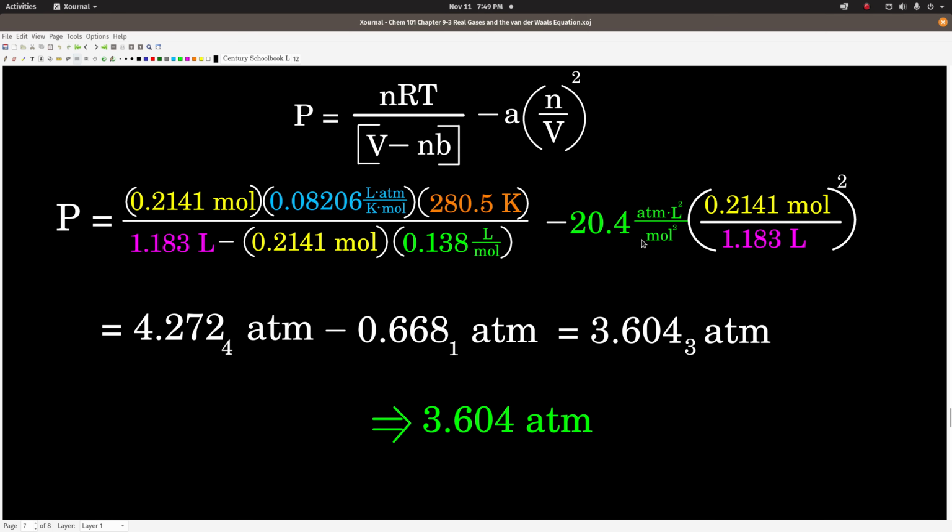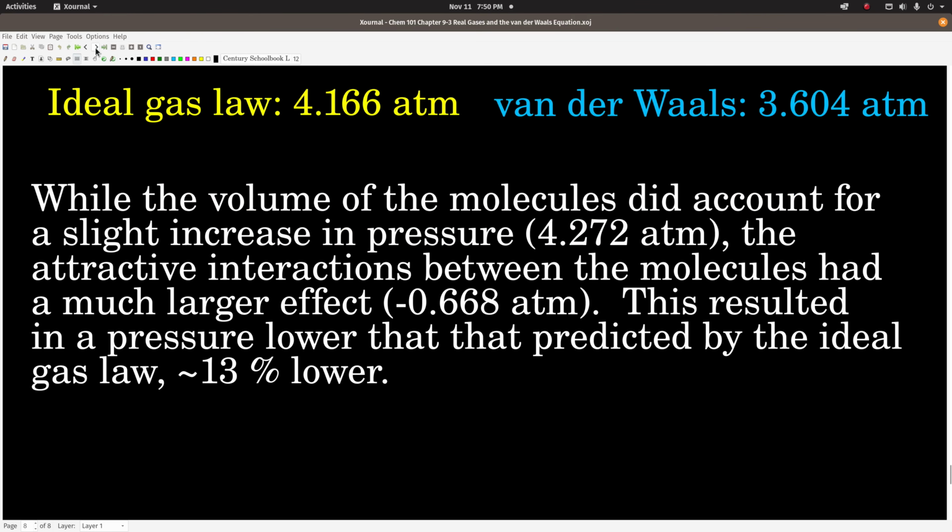But this second term here, we're going to subtract from that. So we're going to decrease the pressure by this much, and this is what comes from the attractive interactions here. And we end up getting 3.604 atmospheres. And that's significantly less than what we calculated with the ideal gas law, meaning that under these conditions, for this gas, it really is behaving fairly non-ideally. So we want to explain this. Part of the problem asks us to explain this. So ideal gas law, 4.166 atmospheres, van der Waals 3.604.